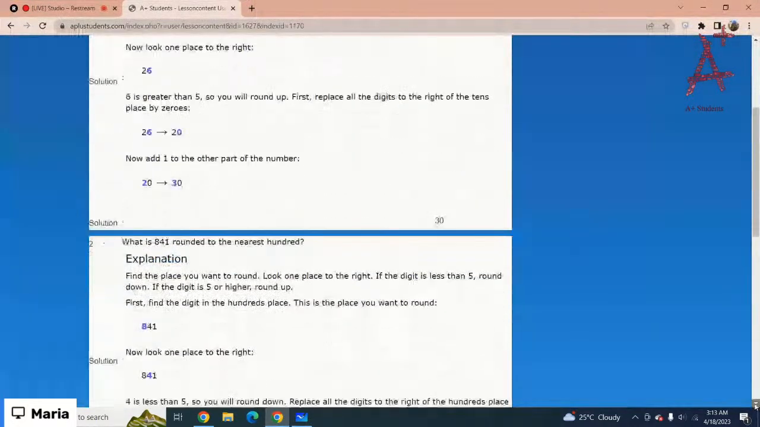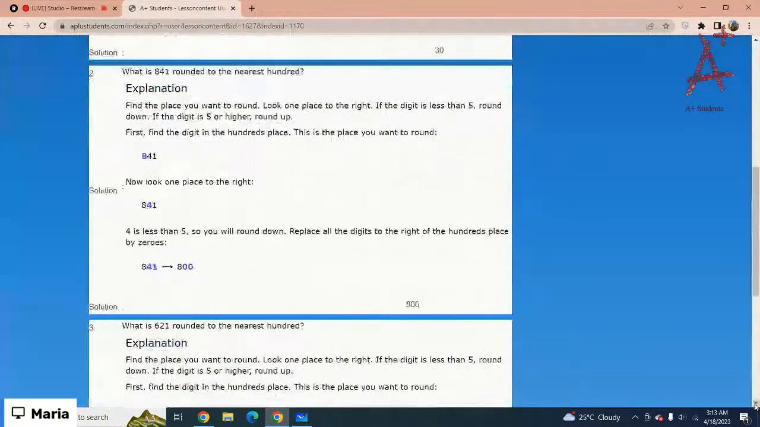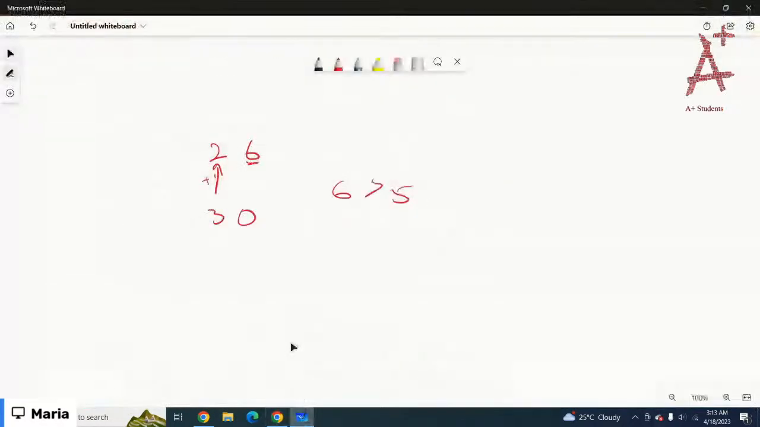Okay, the next one is what is 841 rounded to the nearest 100. Got it? 841 is the number and you have to round to the nearest 100. So just look at the 100 position because you have to round to the 100. So 8 is the digit that is at the 100th position, isn't it? Okay, just look at the digit to the very right of the 100. Got it?